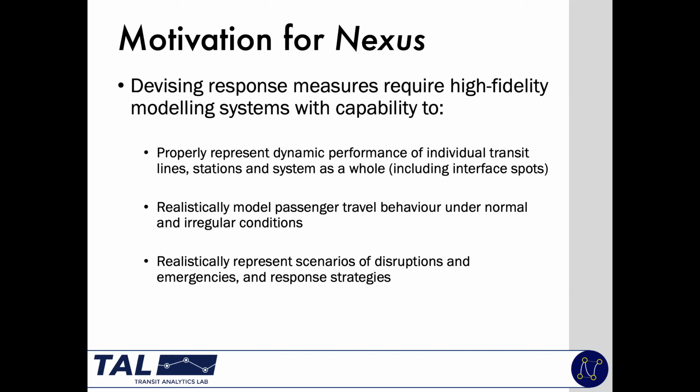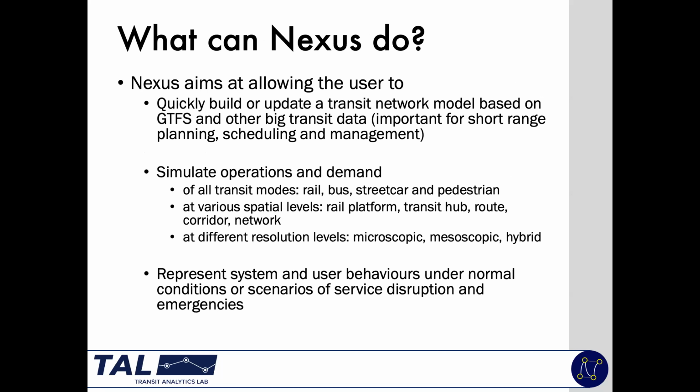The second capability is to provide a realistic model of passenger travel behavior under normal and irregular conditions, both at the network level, but also how agents might behave within stations themselves, and then towards being able to represent transient disruptions and emergencies and provide a platform to evaluate response strategies. So what can NEXUS do?